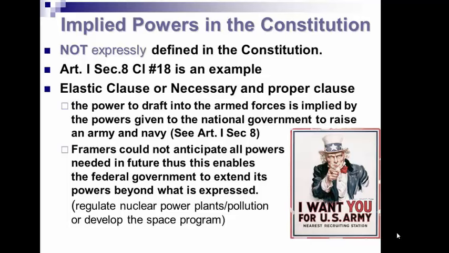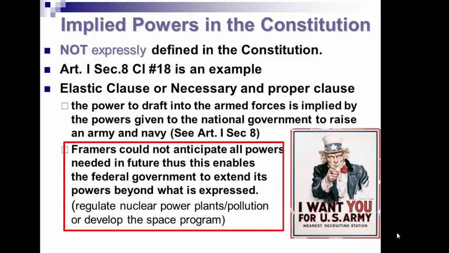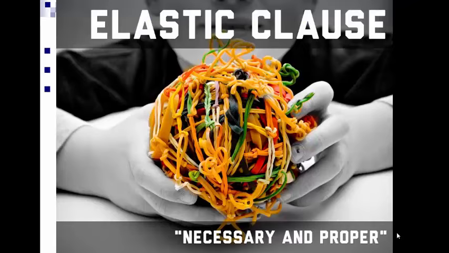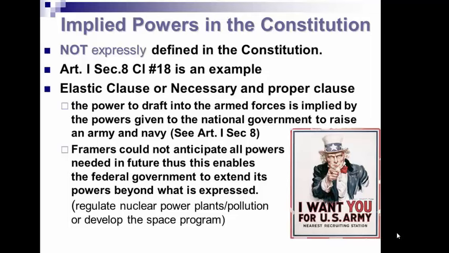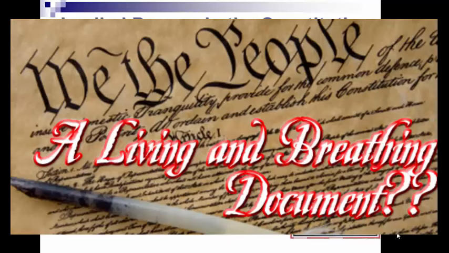Now, why was this necessary and proper clause added to the Constitution? Well, the framers knew that they couldn't see into the future to know what types of issues would arise. So this necessary and proper clause allows the Constitution and the powers that it delegates to kind of stretch with the times, i.e. why it's called the elastic clause. And many credit this power with the reason the Constitution is called a living, breathing document, one that can grow and change with the times.